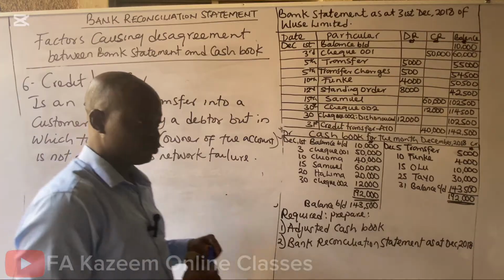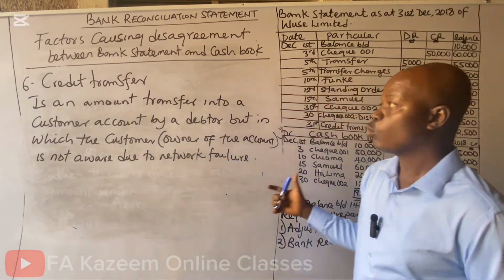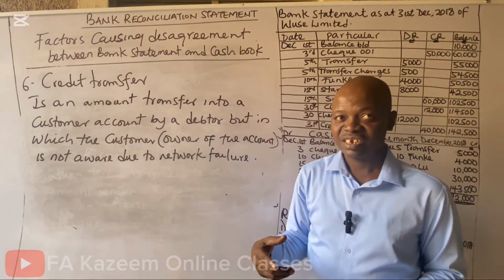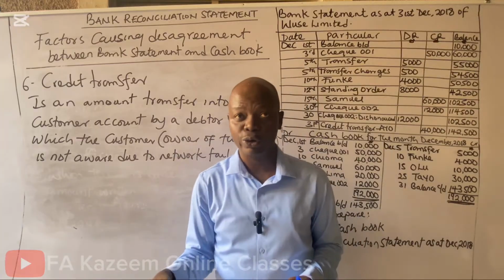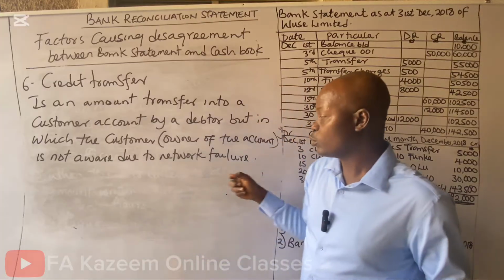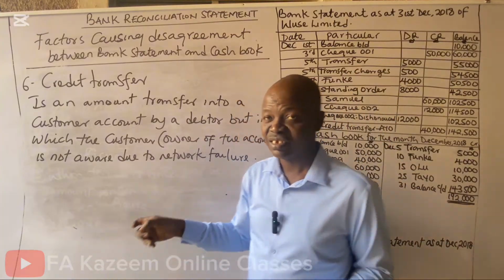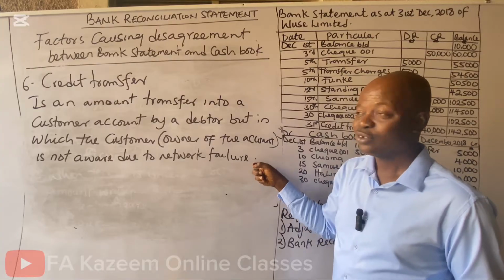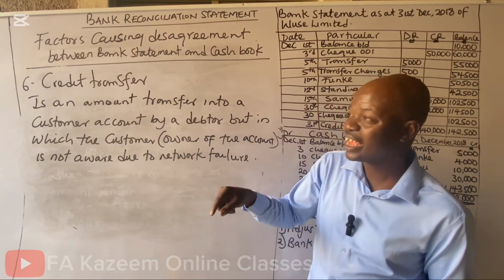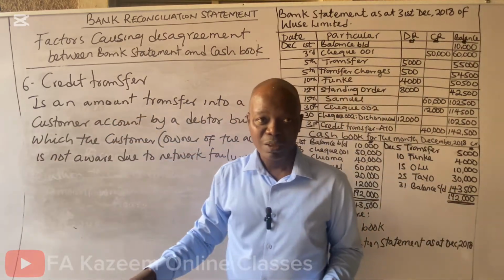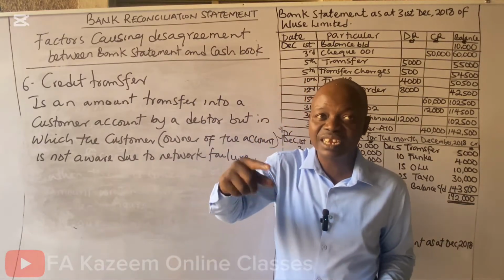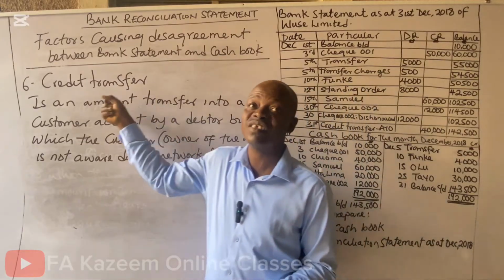In today's world, where we have internet, once a transfer is made into your account, the bank will send you an SMS that a third party has sent money into your account. But if the owner of the account, which is the customer of the bank, could not receive the SMS alert due to network failure, such amount will not appear in the cash book of the customer, but the amount will appear in the bank statement of that customer. Because for any amount transferred into your account, the bank is aware and it is immediately and automatically recorded in the bank statement.